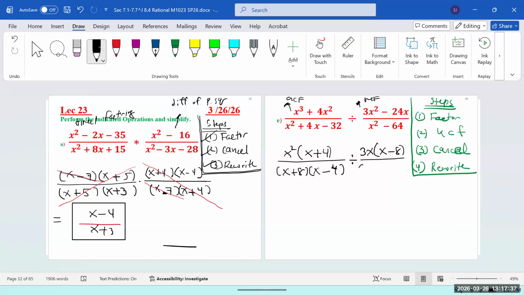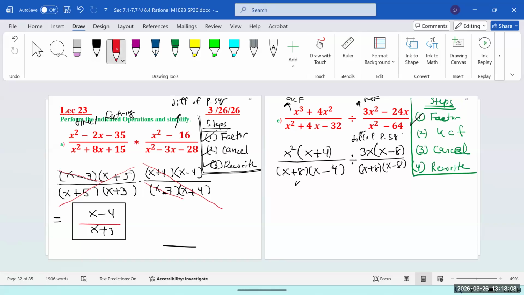Rana, would you like to do the denominator? Two terms, which method? GCF or perfect square? Difference of perfect squares. So what factors do we get? X plus 8, x minus 8. So we are done with factoring. And then we do keep, change, flip.